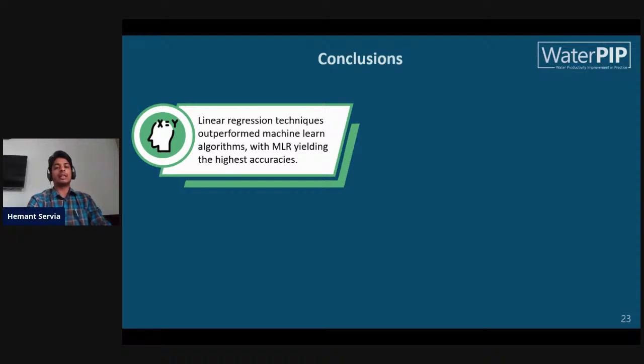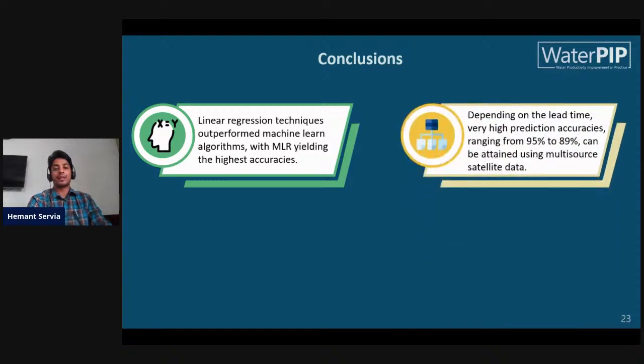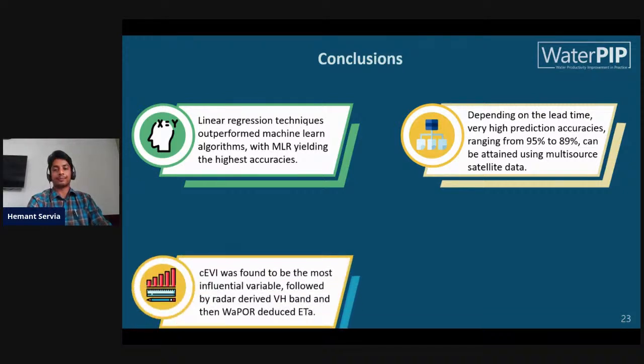In general, the linear regression models clearly outperform the intuitive or the most expected machine learning regression techniques. Regarding reliable crop yield estimates, high prediction accuracies can be achieved to predict crop biomass, with accuracies as high as 95% to 89% for lead times of 50 days to 4 months.